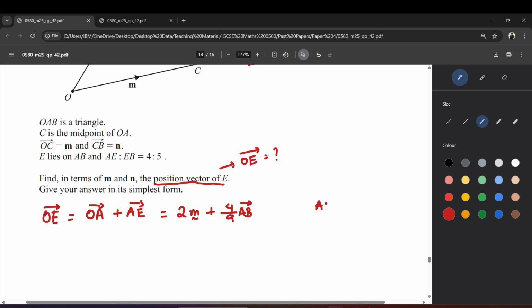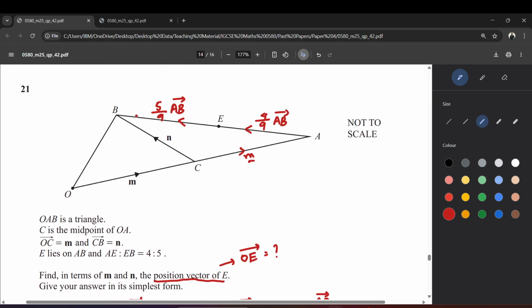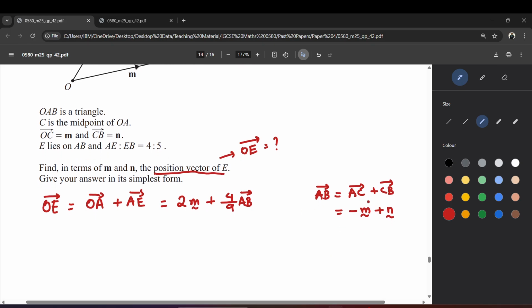Now let's work out what AB is on the side. If I want to go from A to B directly, I can go through an alternate path. I can go from A towards C and then from C to B. So that would be AC plus CB. Now AC is the opposite of CA. So if from C to A the vector is M, that means from A to C it will be minus M. Whereas CB, that is N. Okay, all right. Now I can write this whole thing in place of AB.